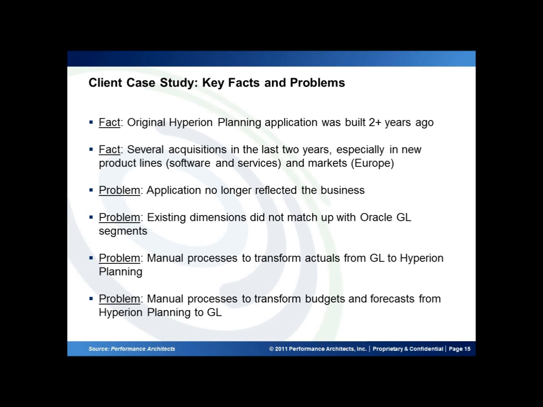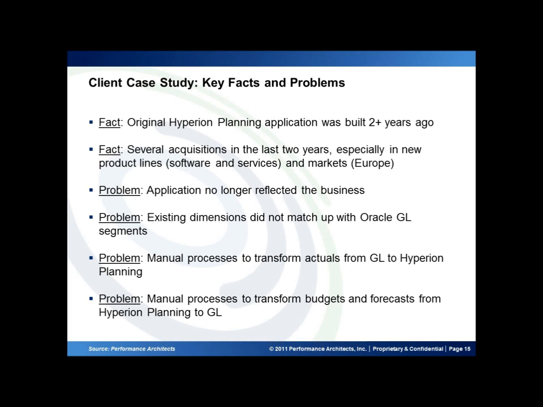First and foremost, the application was no longer a true representation of their business. For example, as their software business grew, 2 software products did not accurately represent their business. Instead, 250 products was a more accurate representation. Additionally, the Oracle General Ledger segmentation did not match up with the Hyperion Planning dimensions. This meant that administrators had to manually transform the data as they moved it between applications.